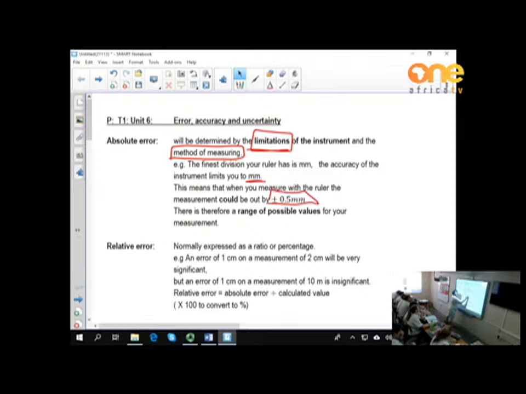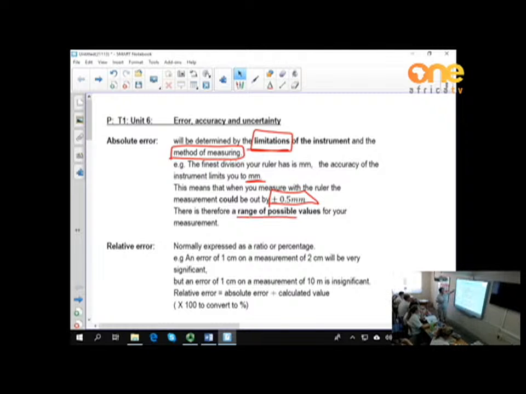Remember that there is always an error. The millimeter reading you got actually implies it lies between two ends of plus and minus half a millimeter. Okay. There's therefore a range of possible values.